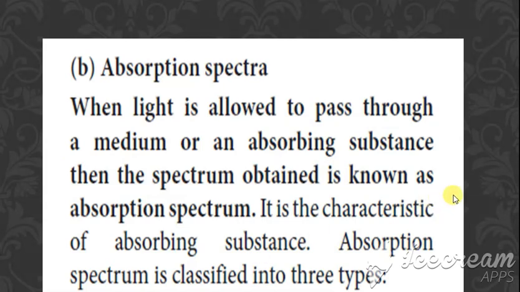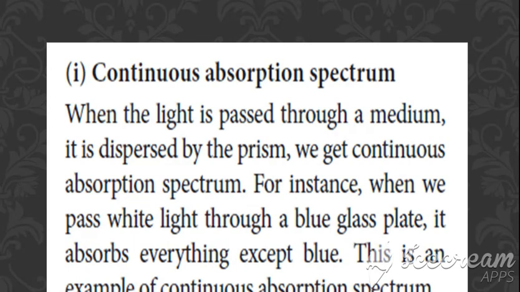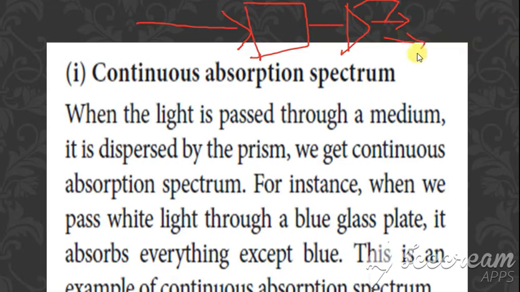Okay, it is of three types, same way continuous, band and line. So first one, continuous spectrum. When the light is passed through a medium, it is dispersed by the prism. Okay, so when you are passing through the prism, it gets dispersed. Okay, for instance, when we pass white light through a blue glass plate.